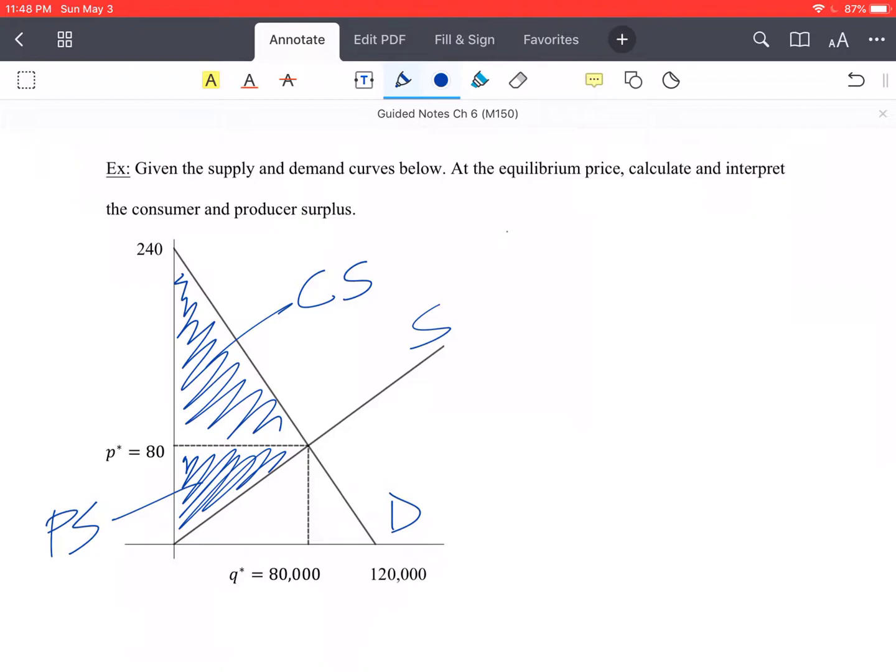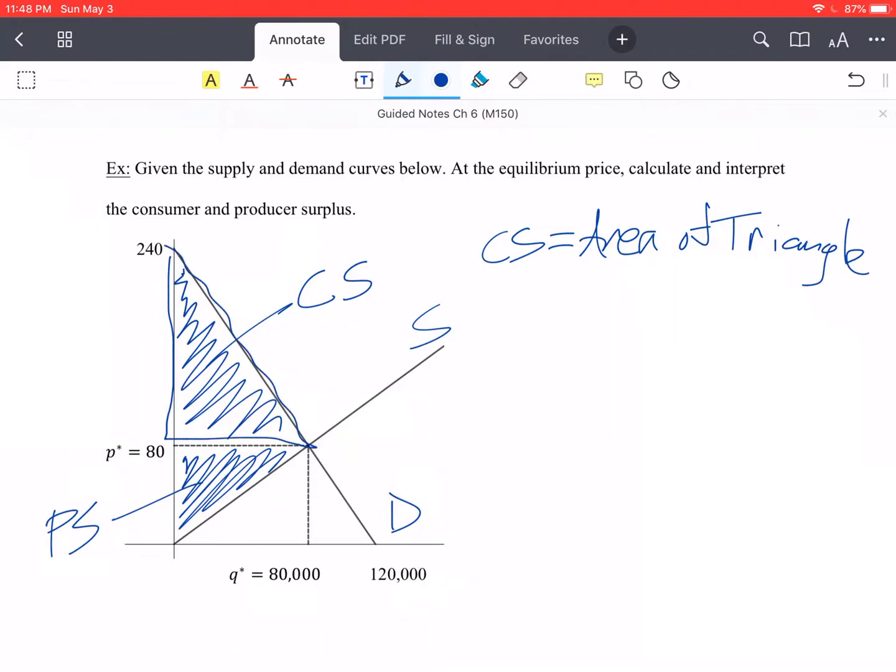So the consumer surplus is the area of that triangle, this triangle right here. We find that area, and that gives us our consumer surplus. So we need 1/2 base times height. The base, this width down here, is 0 to 80,000. So that's 80,000.